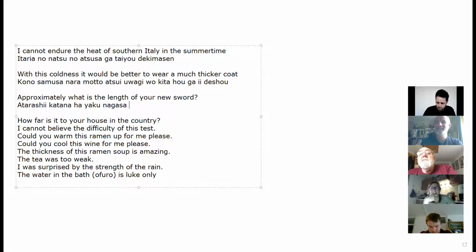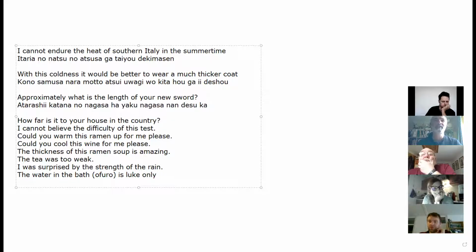Yaku nagasa nan desu ka? If you said this, you would be understood, but the words are all a bit in the wrong order, really. You've got the right words, but they're just in slightly the wrong order. So this is the length of the sword that is new. Nagasa no atarashii katana. Atarashii katana no nagasa. Yes, good.